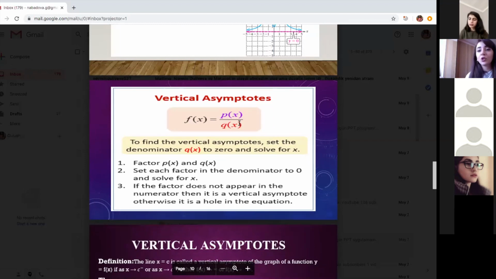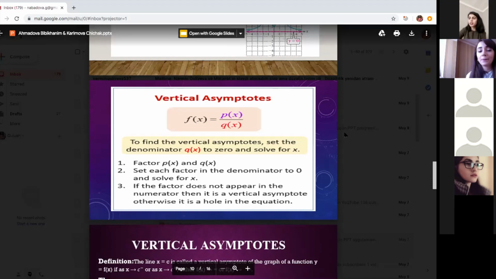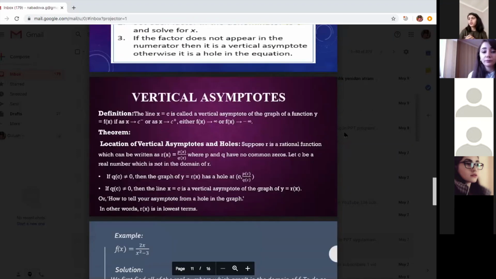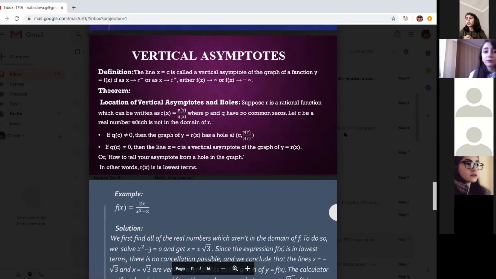Okay, vertical asymptote, please continue. Vertical asymptote: if f(x) is equal to P(x) over Q(x), to find the vertical asymptote, set the denominator Q(x) to 0 and solve for x. Vertical asymptote definition: the line x equal to c is called a vertical asymptote of the graph of a function y equal to f(x) if the function grows without bound as x approaches c. Location of vertical asymptotes.